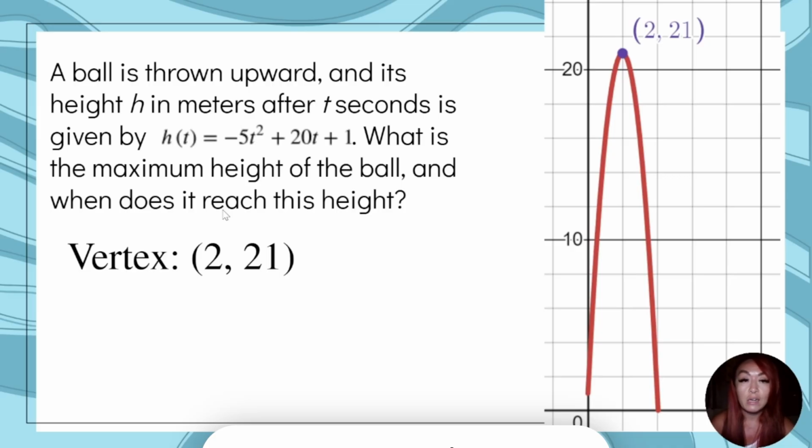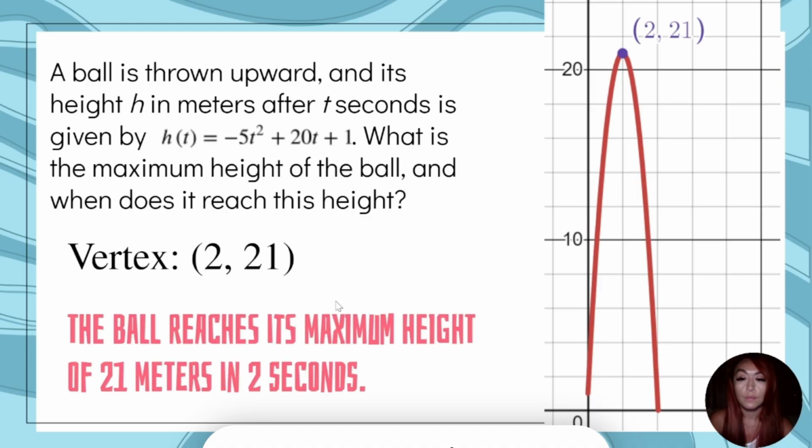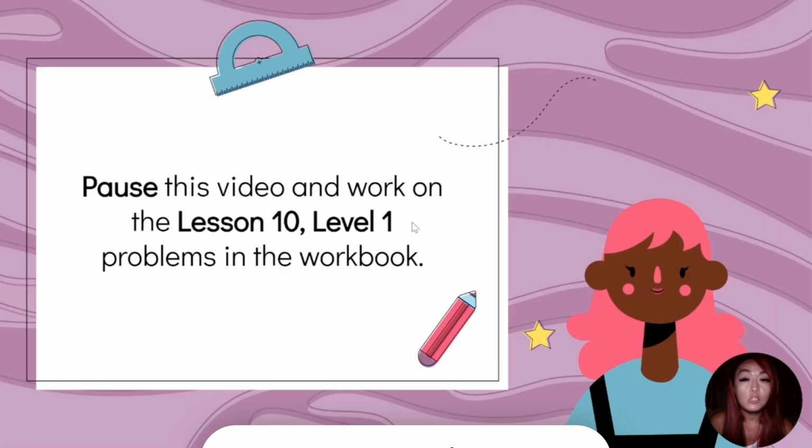So we identified the vertex. If you're dealing with a maximum or minimum problem, you're looking for the vertex. And the ball reaches its maximum height of 21 meters in 2 seconds. Please pause this video and work on the Lesson 10 Level 1 problems in the workbook.